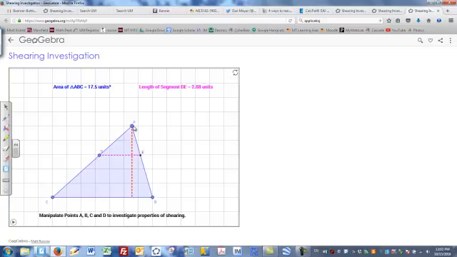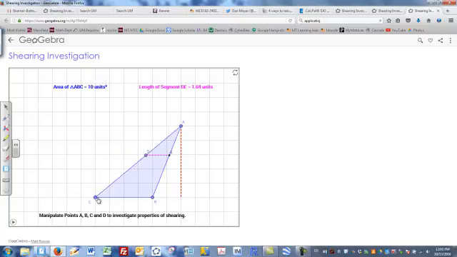If I take A and try to move it, I can't move it up or down, but I can move it side to side. And what I notice when I move it side to side is that the area of triangle ABC, written up here, doesn't change. It's no surprise really, because the height is maintained and the base is maintained at the same length, so height times base times 1/2 should give us the same area.